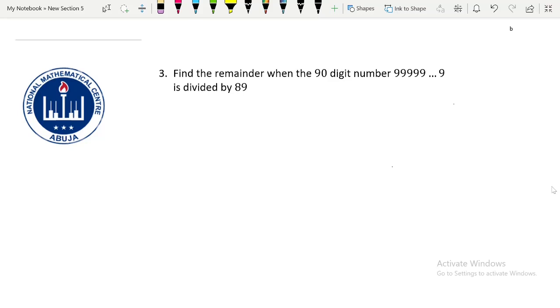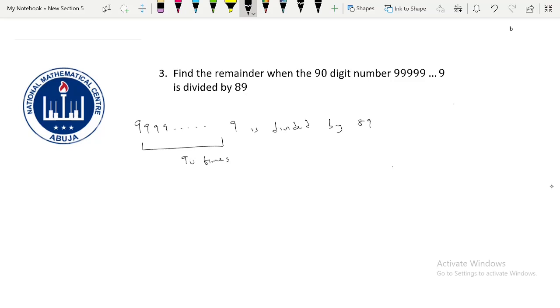Today we're looking at problem 3 from the junior competition. It says to find the remainder when the 90-digit number 99999, that's 9 repeated 90 times, is divided by 89. So we're supposed to find this remainder.